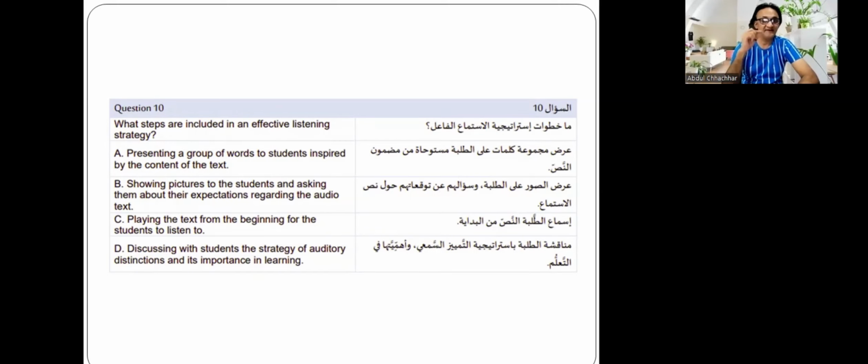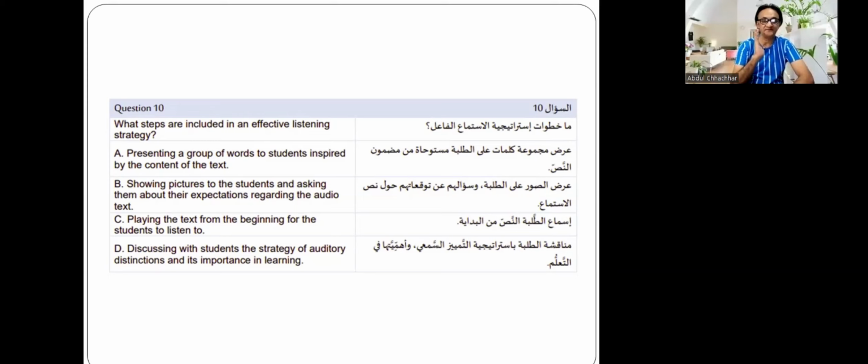Discussing is not listening. We are getting different ideas from that strategy and making differences for that, so that doesn't make sense. A and D are removed. Now we have B and C. In C we only listen.